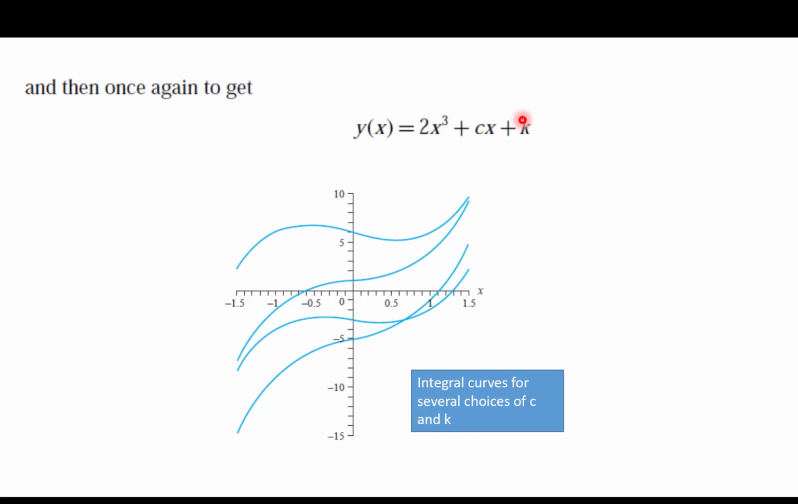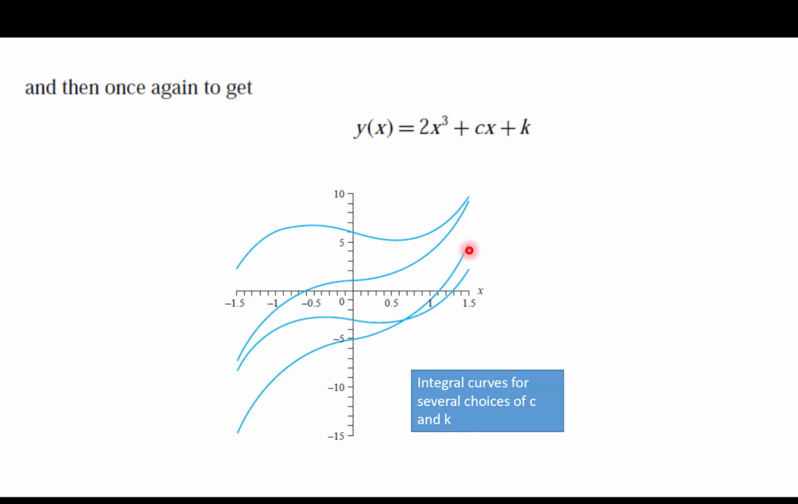When we draw the relation here between x on the horizontal axis and y on the vertical axis, remember that we have here c, which is an arbitrary constant, any number, and k, another number in the equation. This means that we have the integral curves for several choices of c and k, which can be seen in this figure. As you can see here, we have different curves, right? Why?